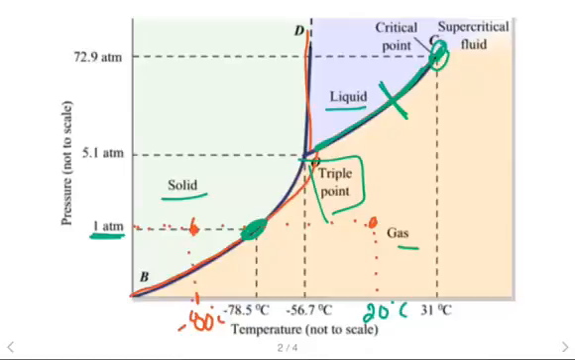Okay, so those would be things that you'd have to interpret. No big deal, just looking at the graph, understanding that the lines mean transitions, what state you might be where, and definitely knowing the triple point and the critical point. Understanding this is pressure and this is temperature.